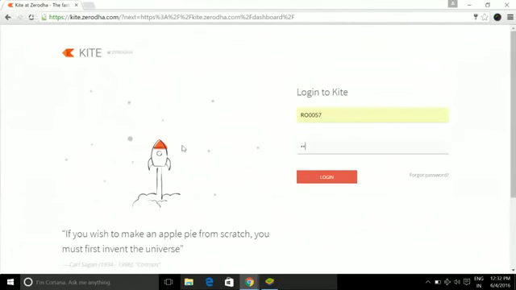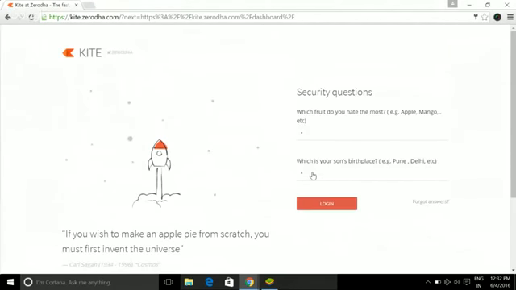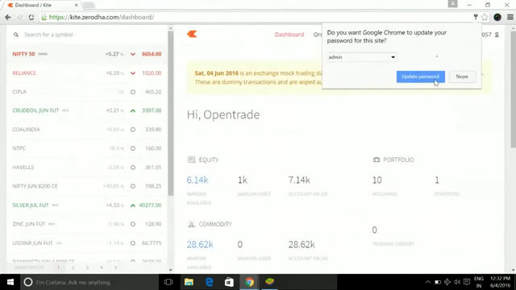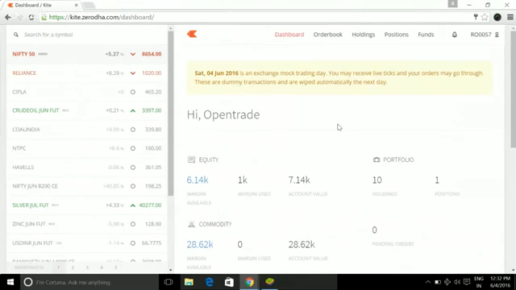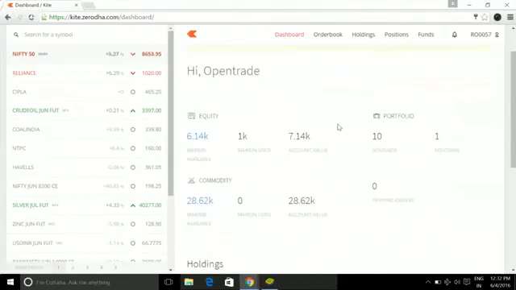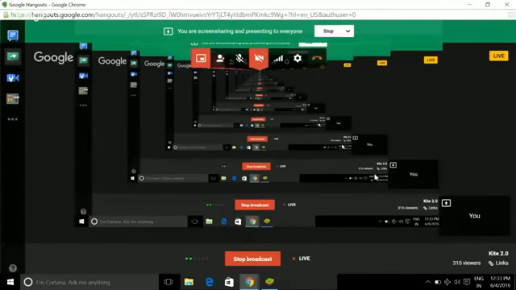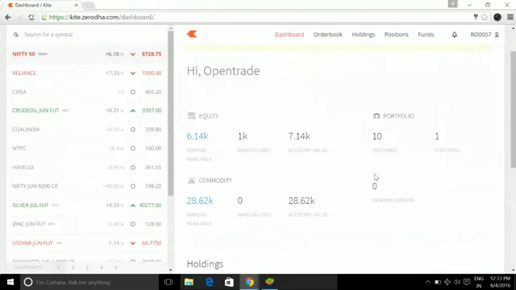So, entering my password, my 2FA answers, right? So yeah, this is the dashboard, which gives you a quick overview of everything that's happening on Kite. Sorry, I'll speak a bit slower, right? Just a sec. Okay.